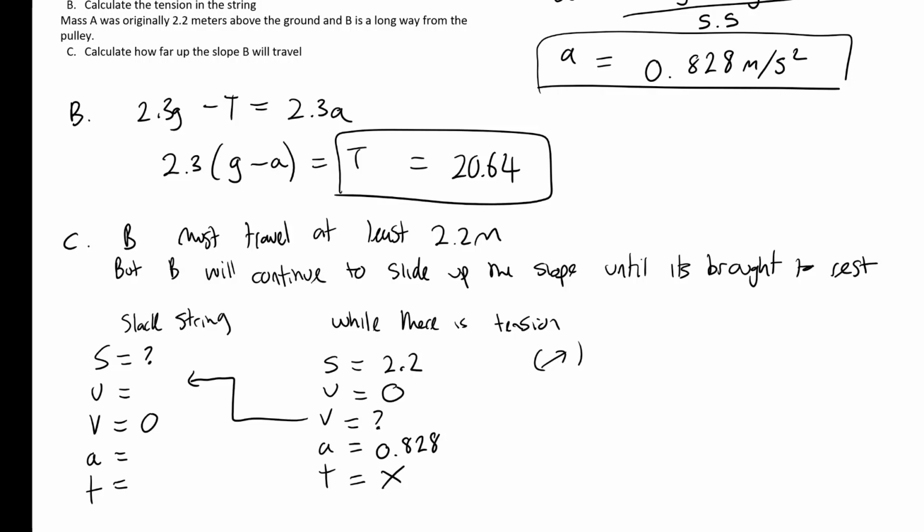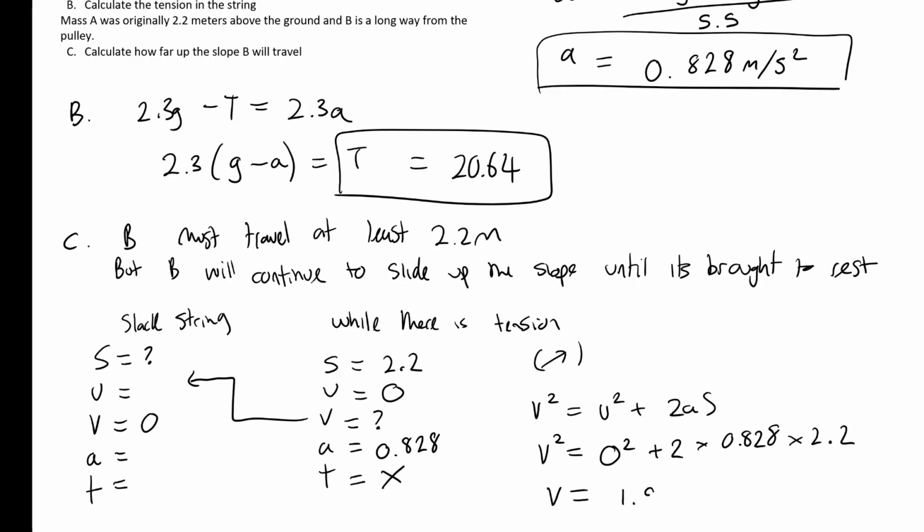We need to use the equation that doesn't have t in it in order to work out v. So we use v squared equals u squared plus 2as. So v squared equals 0 squared plus 2 times 0.828 multiplied by 2.2. Therefore v is equal to 1.908 meters per second. It's always easier just to update your SUVAT instead of having to search for the new information that you have. So we'll update wherever it goes.